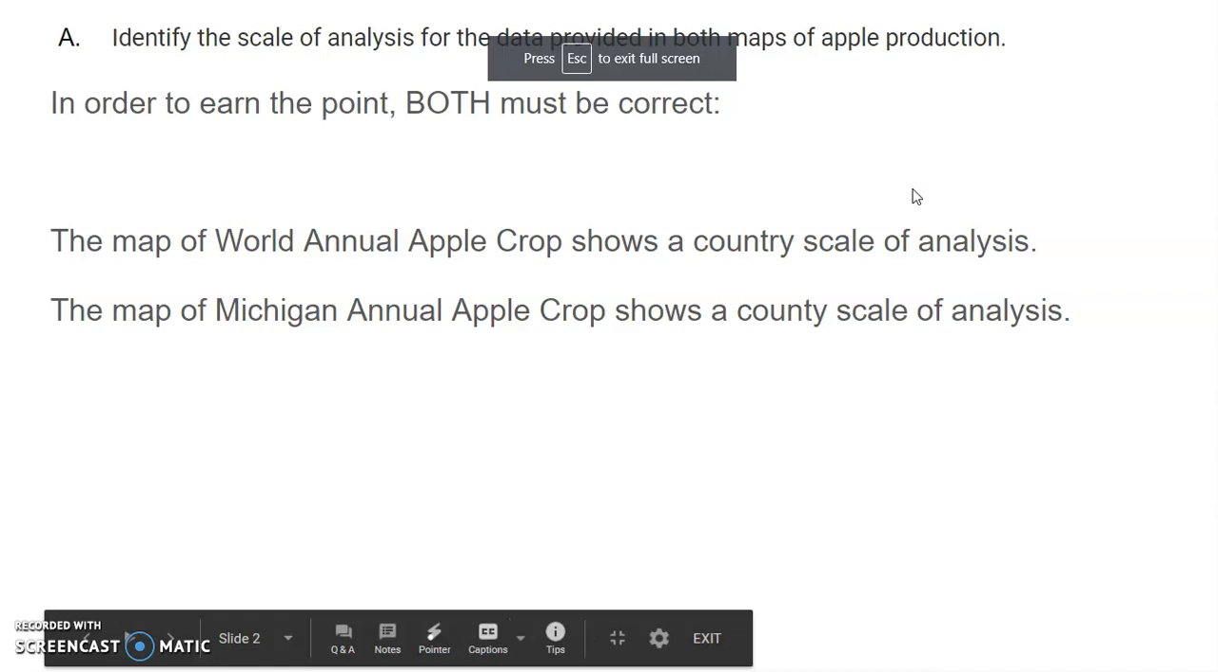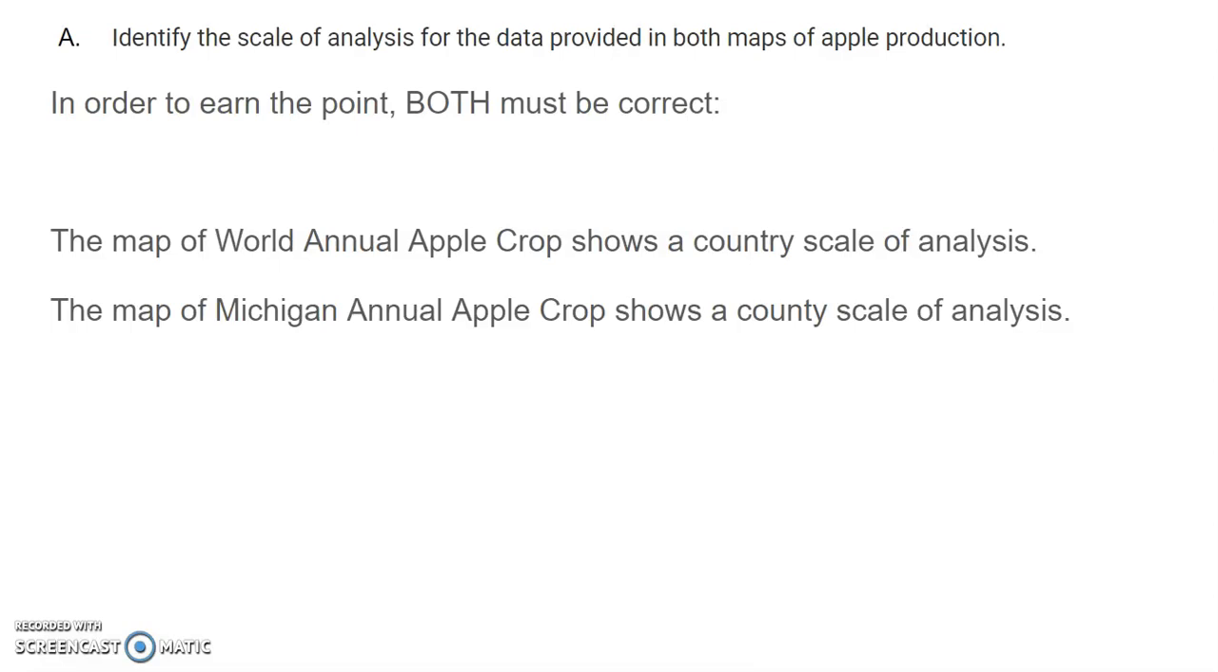So again, the scale of the world apple crop production would be a world scale, but the scale of analysis, the scale at which you are questioning it, is showing to compare at the country level. For the map of Michigan's annual apple crop, the scale of it would be state. However, the scale at which you're questioning is at the county level. So please mark that as a 0 or a 1. They have to have both answers correct to get any points.